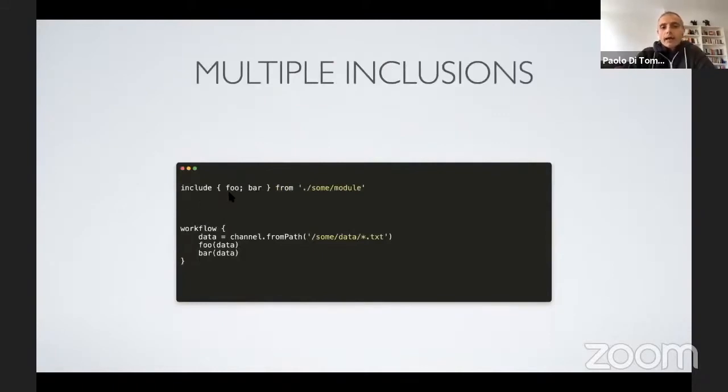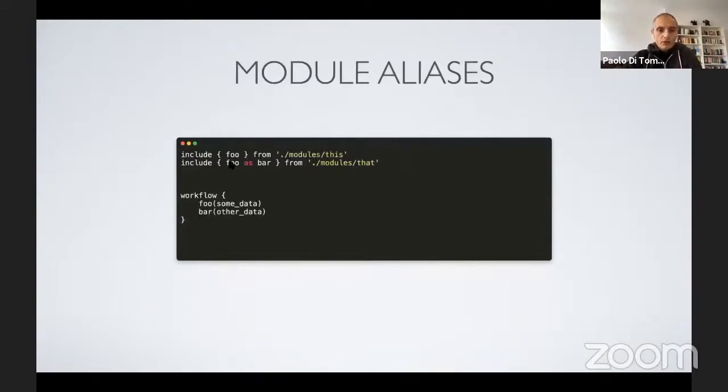Obviously, I can include more than one process. I can have more than one include directive that allows me then to invoke the processes that I'm including. And what if there are two processes in two different modules with the same name? I can create an alias. Let me imagine that I have foo in this module and foo in the other module. I can rename foo as bar and then continue to use foo and bar in this manner, but the original one would be the one with the same name.